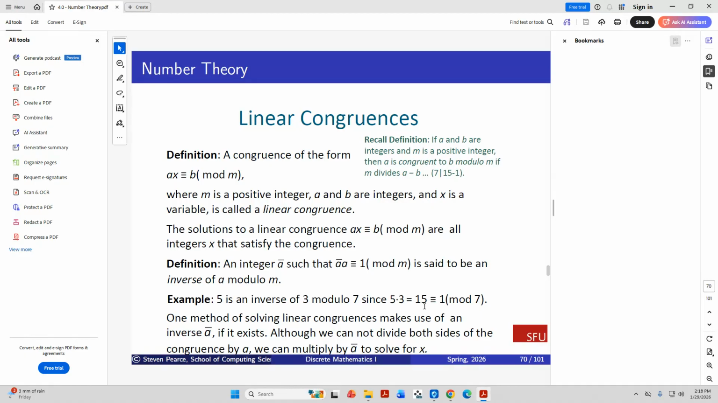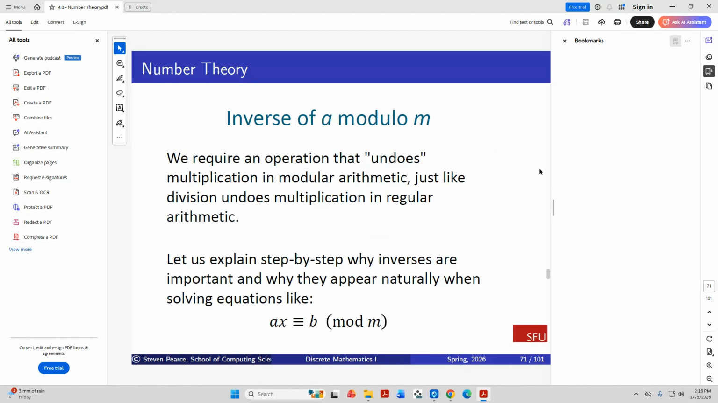Because this takes you to 15 is congruent to 1 mod 7. So that brings you back to where you started. Do you see? That's the whole point of this inverse, to bring you back to where you started, which is a mod m. So, inverse. Why are inverses important?